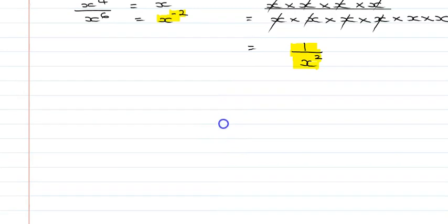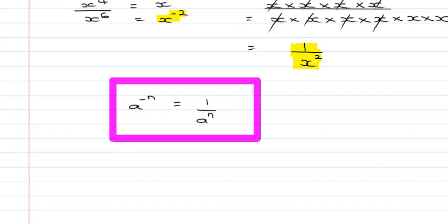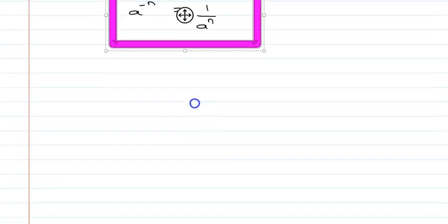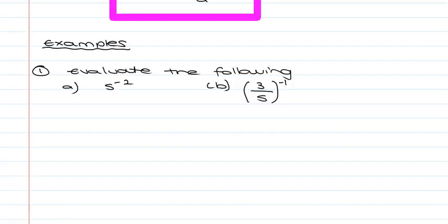I'm now going to write the general form to this rule, which is going to be in a purple box for you to copy down. Alright, now let's have a look at an example. I'm going to do quite a few examples here. So the first example, evaluate the following. Evaluate, remember, means work the answer out and leave it as best as you can.